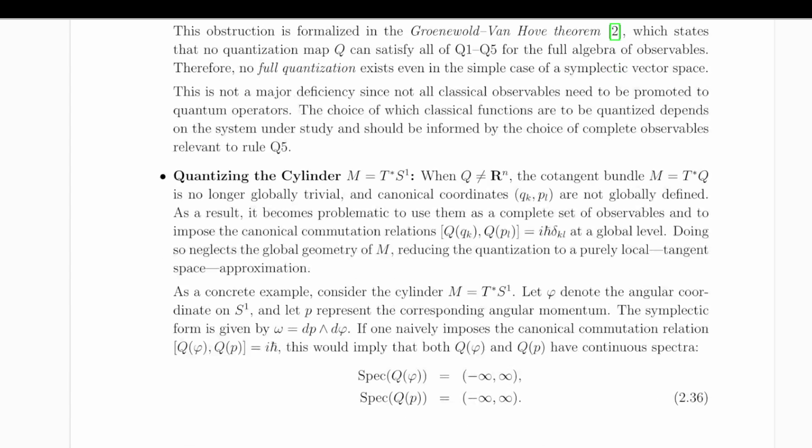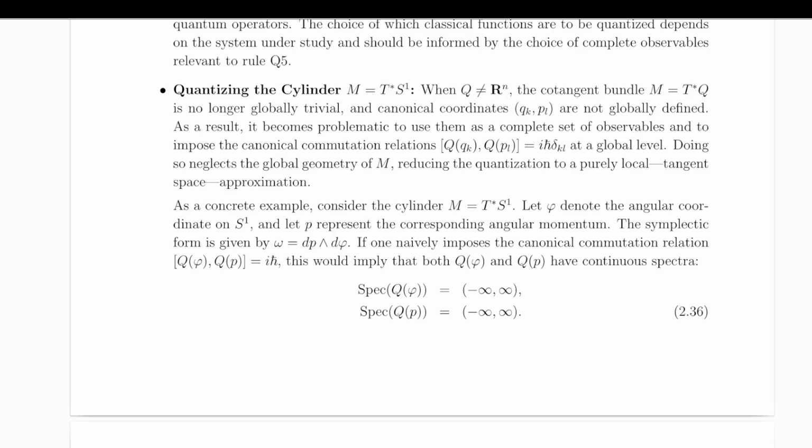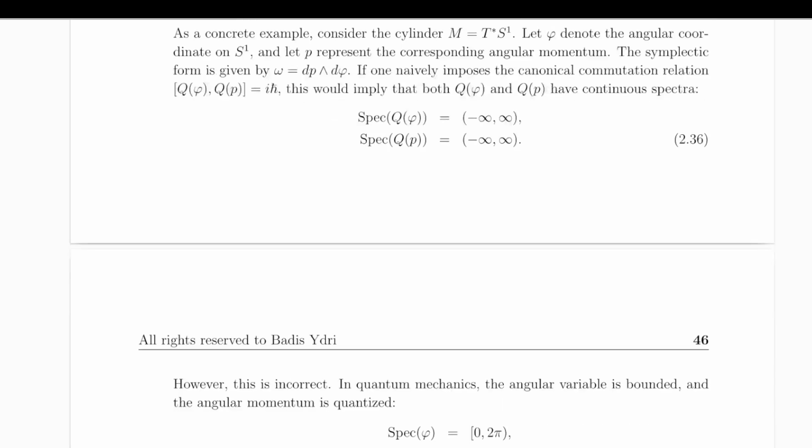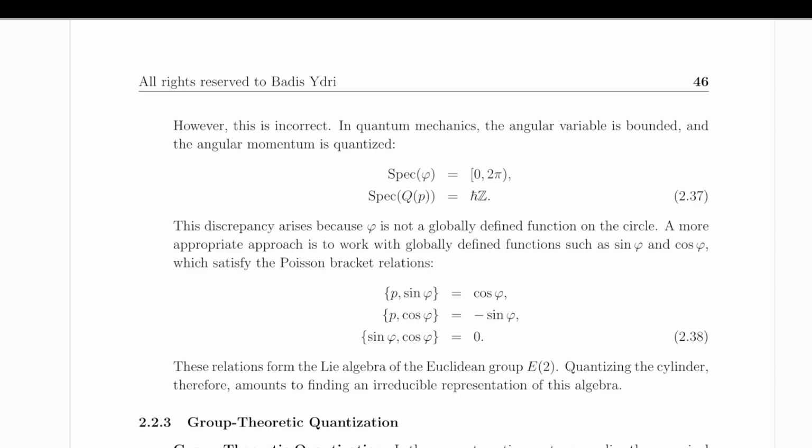Finally, when phase space is globally non-trivial, such as the cotangent bundle of a circle, additional care is needed. Canonical coordinates may not be globally well-defined, and naive quantization can miss important global effects, like the quantization of angular momentum. Instead, one must work with globally defined observables and replace the canonical commutation relations by relations reflecting the true global geometry of phase space.